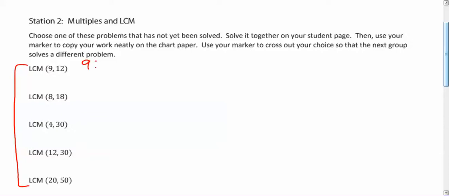So let's do 9 and 12. Some kids are going to need a separate sheet of paper to do this. If your handwriting is not naturally small or neat, I would recommend using a separate sheet of paper. There's nothing wrong with that. I just want to make sure that this doesn't turn into a word scramble.